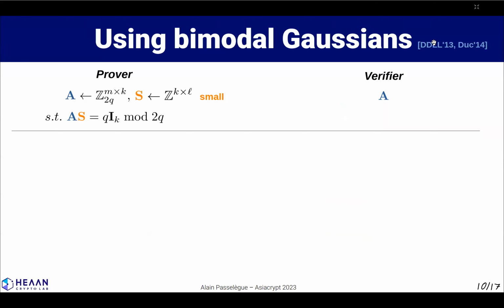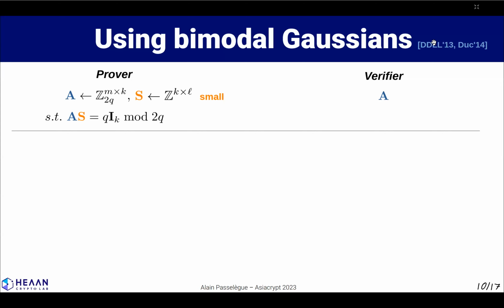Now there is another idea that has been used in the literature, introduced in 2013, which is to tweak a bit the way the scheme works, such that you get a much better rejection scheme. The idea is to tweak the key generation algorithm. Now instead of working over Z_Q, I'm going to work over Z_2Q. The key generation is going to be changed as follows. Instead of just a large matrix A and a small matrix S, I'm going to choose them such that A times S is equal to Q times the identity, modulo 2Q.